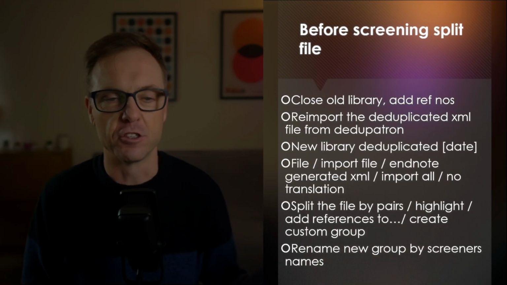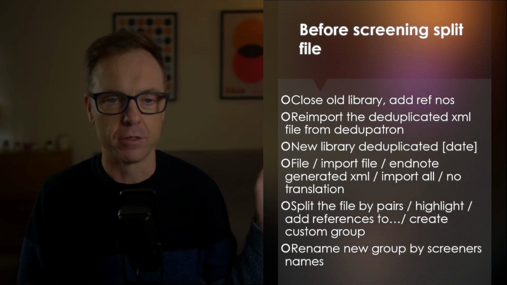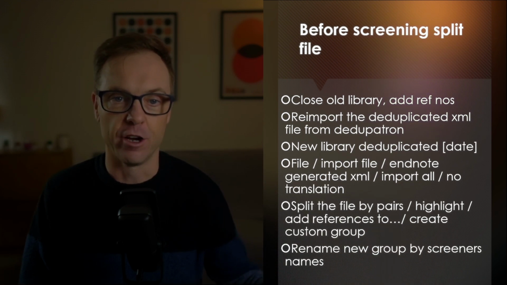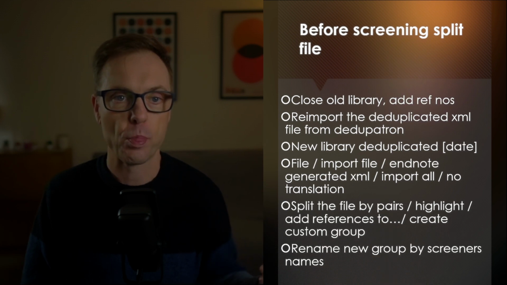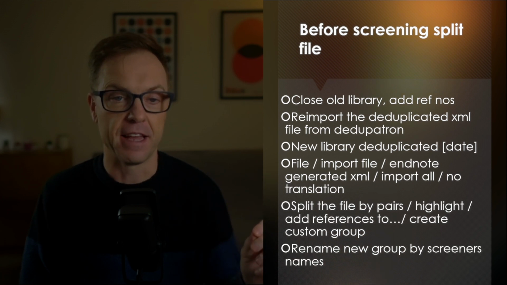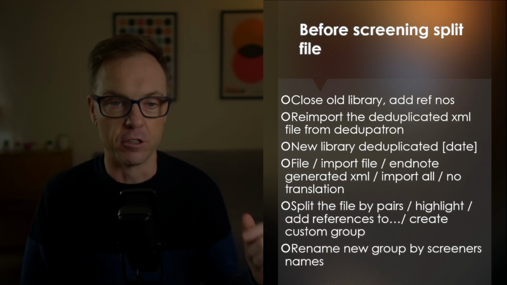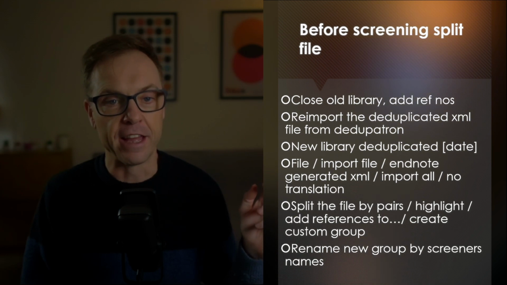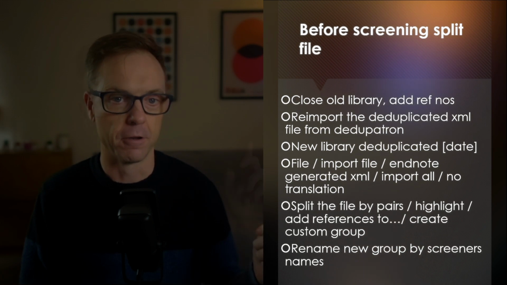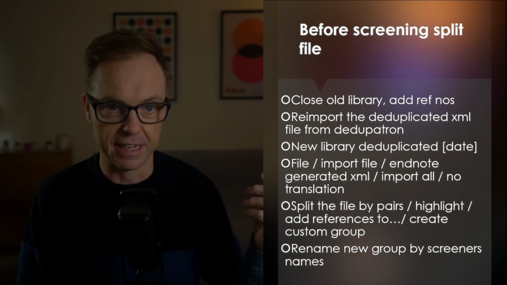Okay, so we've done our deduplication in the Dedupatron, and now we want to get that back into Endnote so that we can split up our library so we can share the screening load. So the first thing to do is to go and open Endnote Desktop and then close your old library. And you'll see then that you get the option to open a new library, so open that up. And then re-import the deduplicated XML file that you got from Dedupatron. Then save that as deduplicated and then put the date behind it.